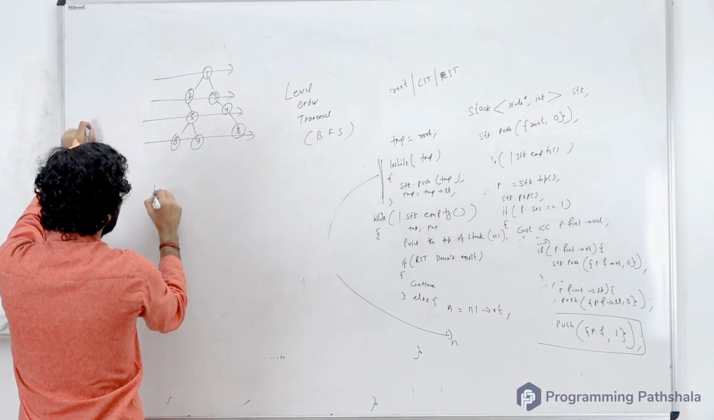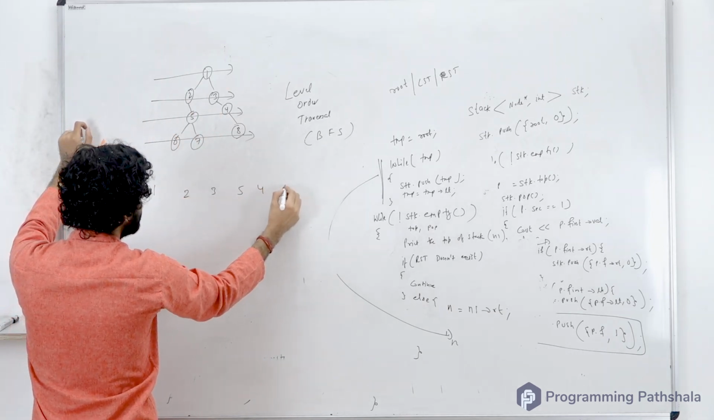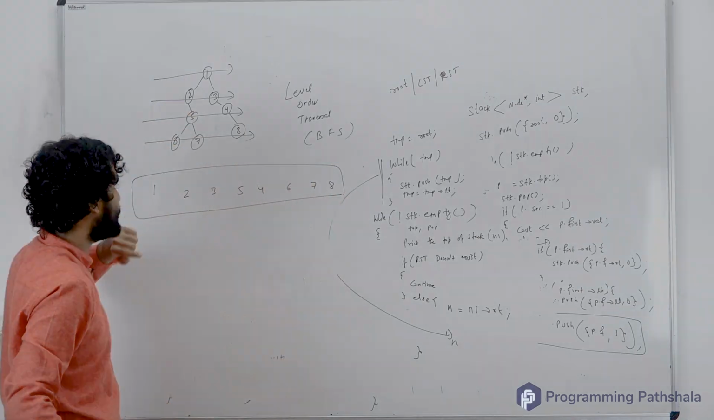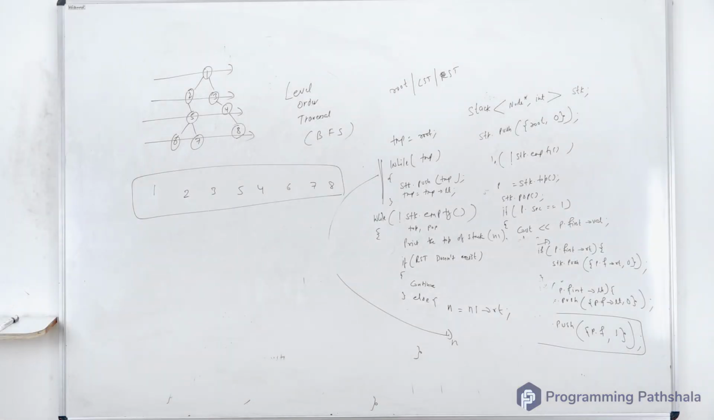So the order will be 1, 2, 3, 5, 4, 6, 7, 8. This is the level order traversal of this tree. So can you suggest a way to perform this traversal? It's easy because we have just finished some important data structures and that would be helpful.